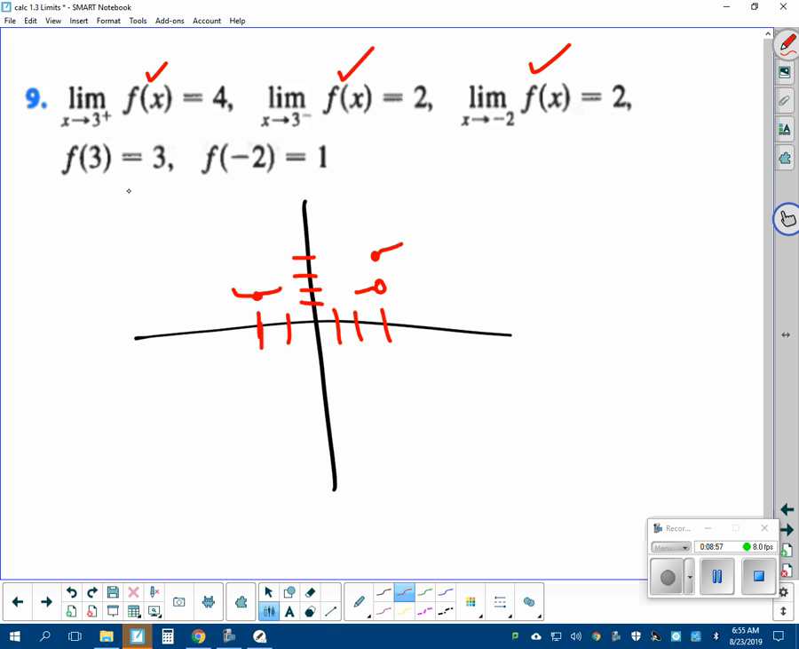Continuing on, now they've told us f of 3 equals 3. That was not where either of my limits were, so I have to put my closed point there, which means I need to open the closed one that I already put.